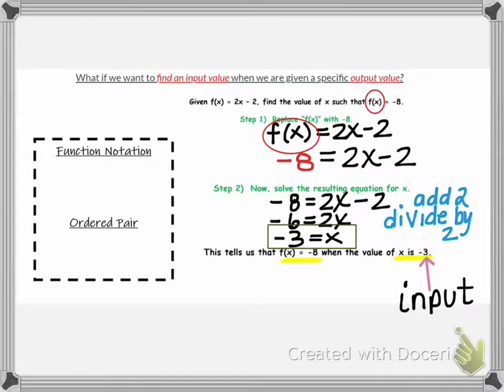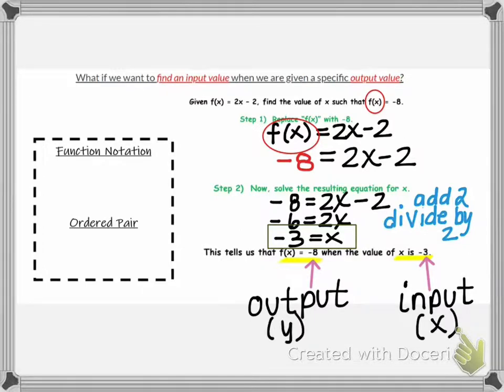My input value is the x value, that's negative 3. That's what I would need to input in the function in order to generate an output value of negative 8. Remember, the input value is our x value and the output value is our y value.